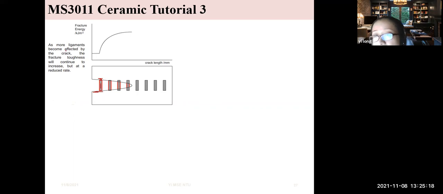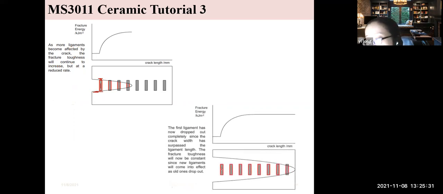So as more and more ligaments become affected by the crack, the fracture toughness will continue to increase, but at a reduced rate. Why is that? Because some of the initial ones won't take effect. This one is very obvious, all of these have dropped out already. The first one now drops out completely since the crack width has surpassed the ligament length. The fracture toughness will now be a constant value, since all the new filaments have effects, but all the old ones are not there anymore. It's not going to accumulate the toughening effects anymore.